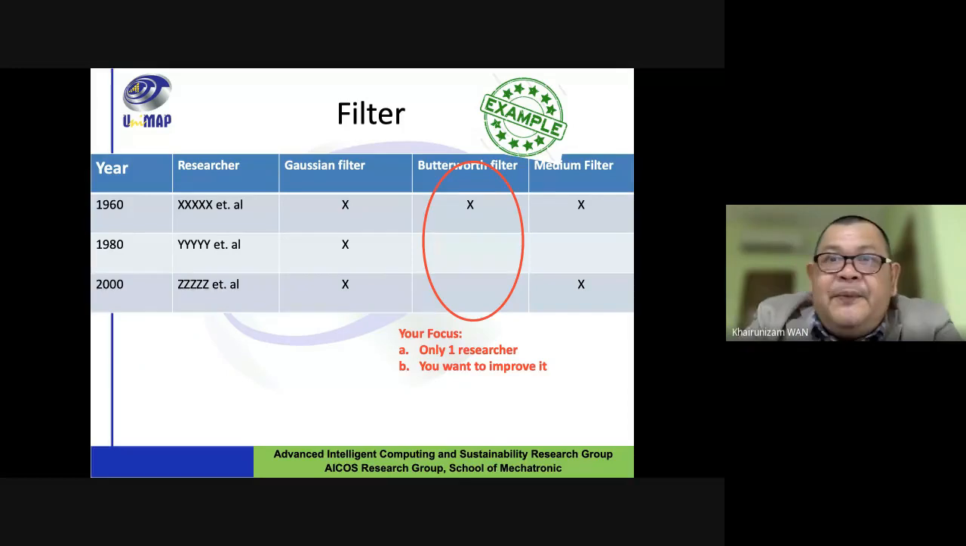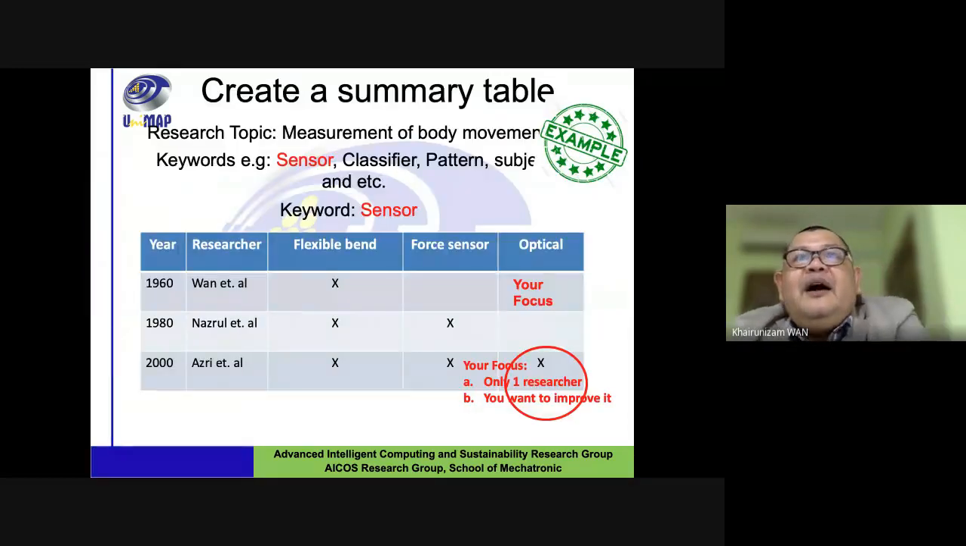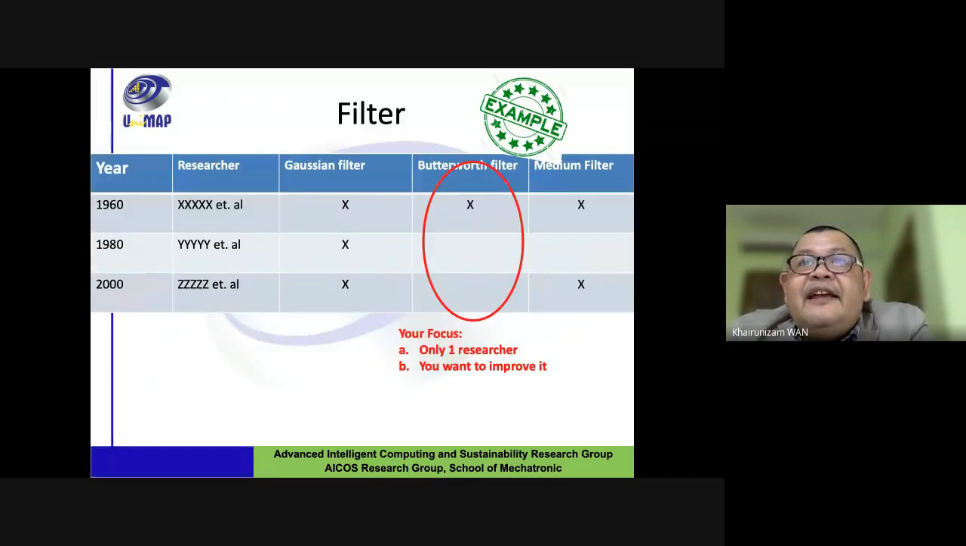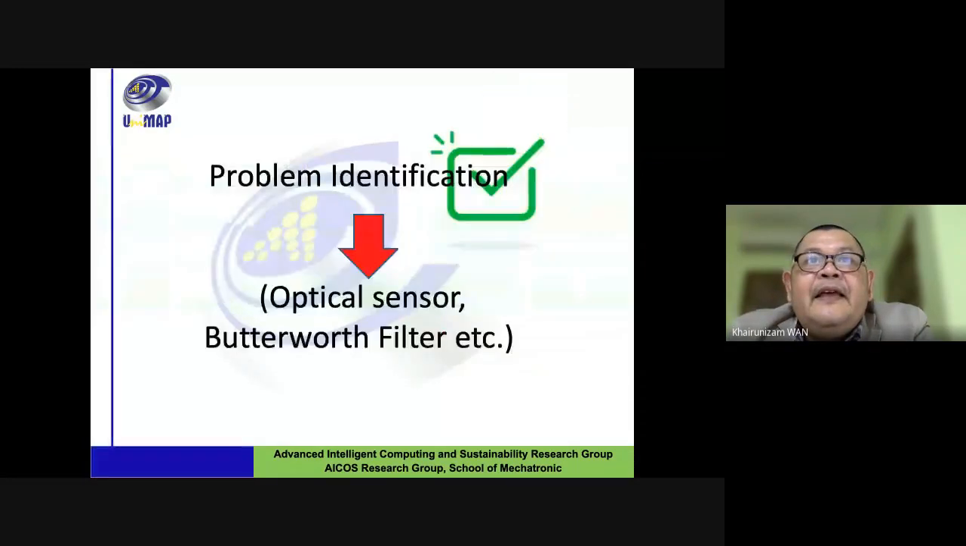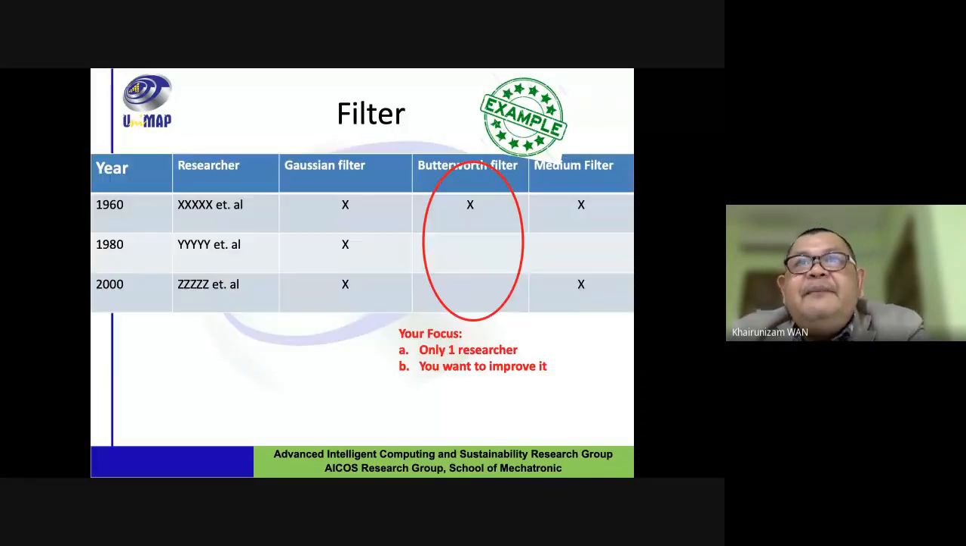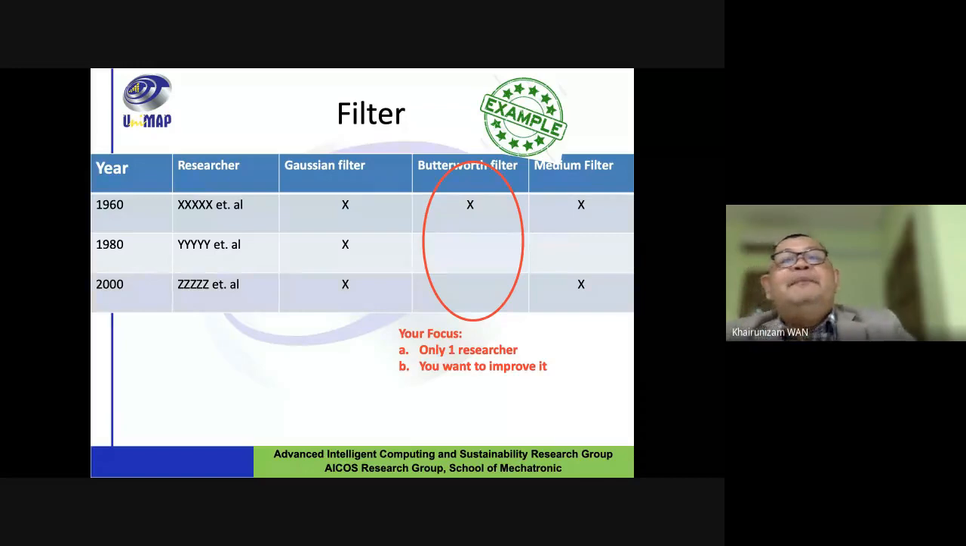Okay, so based on these two summary tables, we know that the first problem is regarding optical sensor type. We choose optical, and then the second problem is the selection of filter. So we challenge to improve the capability of the Butterworth filter for higher accuracy. This summary table is only an example of how to conduct the analysis to determine the problem.